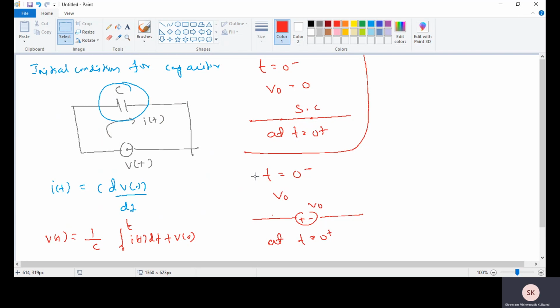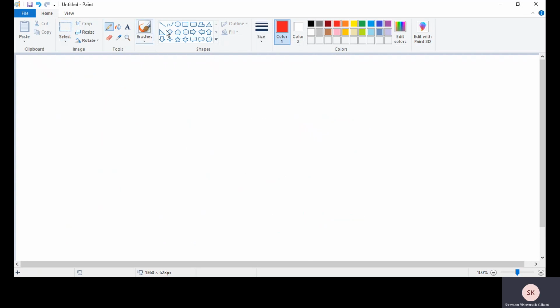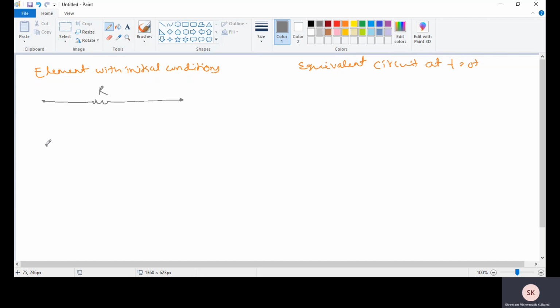Okay, now what I'm going to do, I'm going to summarize all these. See here, elements with initial conditions. Okay, now equivalent circuit at t equal to 0 plus. Okay, first we know resistance. What are the elements? Resistance, inductance, capacitance, right?